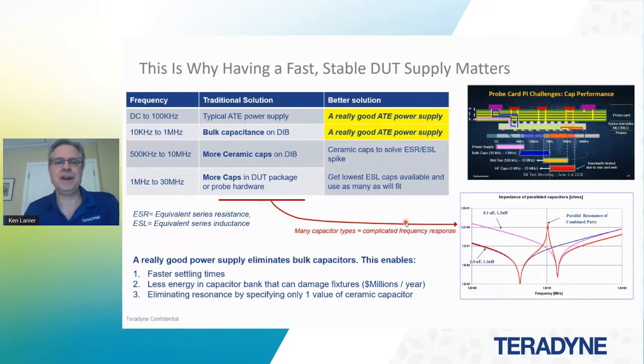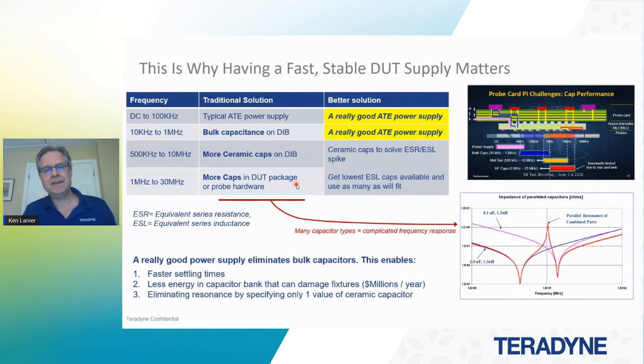This can be easy or it can be hard. Traditionally, if you have a certain power supply and you need to compensate for its performance, you wind up putting some sort of big bulk capacitance on the DIB to handle the low frequency effects. To do the mid-band stuff, you do more caps on the DIB or something that's not right at the device, but again, is reasonably close. And then for the high frequency stuff, you end up putting yet more caps, as close as you can get them. So in many cases, those capacitors are in the device package itself or on the probe hardware.